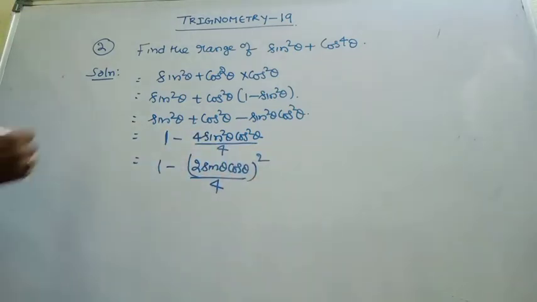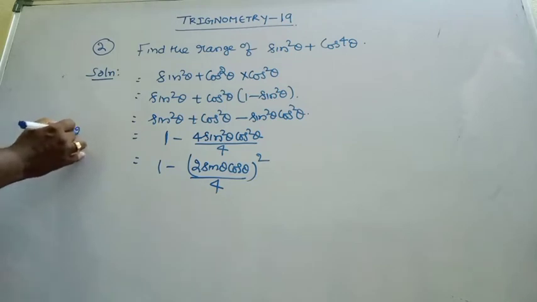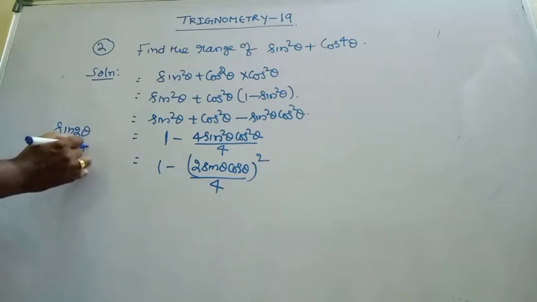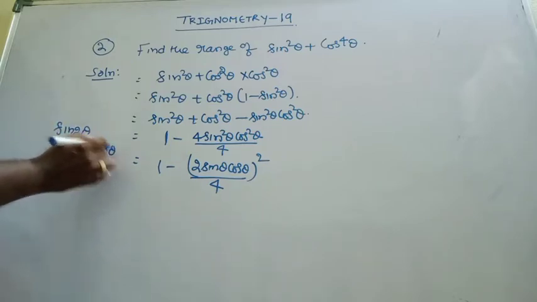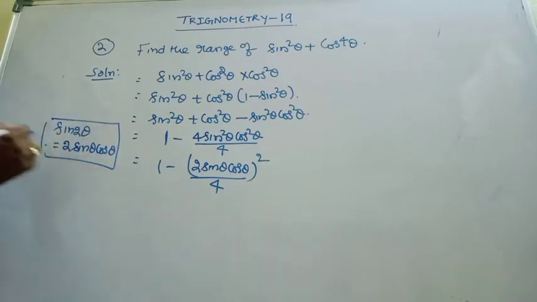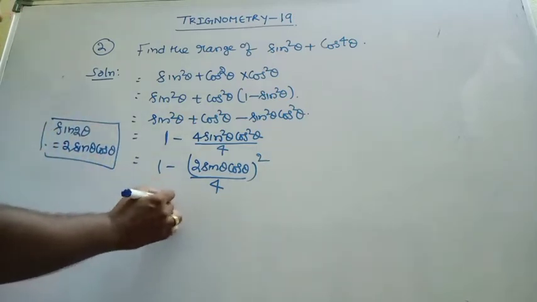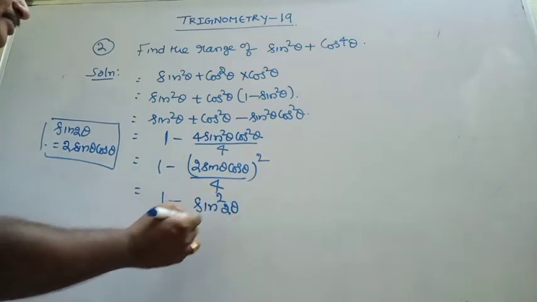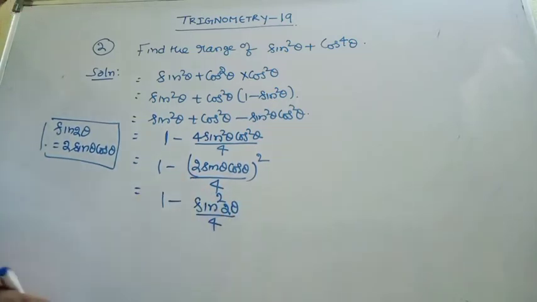But I told you that already, that sin 2θ we have derived: sin 2θ equals sin(a + b), sin(θ + θ), which is 2 sin θ cos θ. 2 sin θ cos θ is the formula of that. Now this is equal to 1 minus sin²2θ by 4, you are having like this.